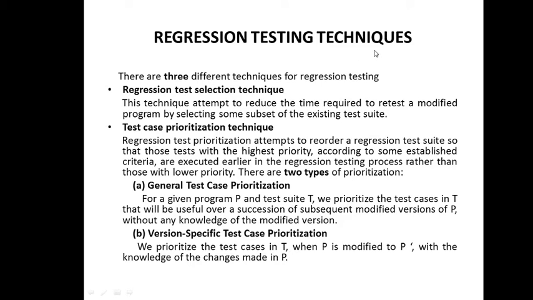So regression testing techniques, right? We'll be using techniques and along with this we'll be discussing the problem. So there are three testing techniques. The first one is the regression test selection technique. Regression test selection technique means we have to select a few of the test cases from T in order to save time and cost. This technique attempts to reduce the time required to retest a modified program by selecting some subset of the existing test suite.